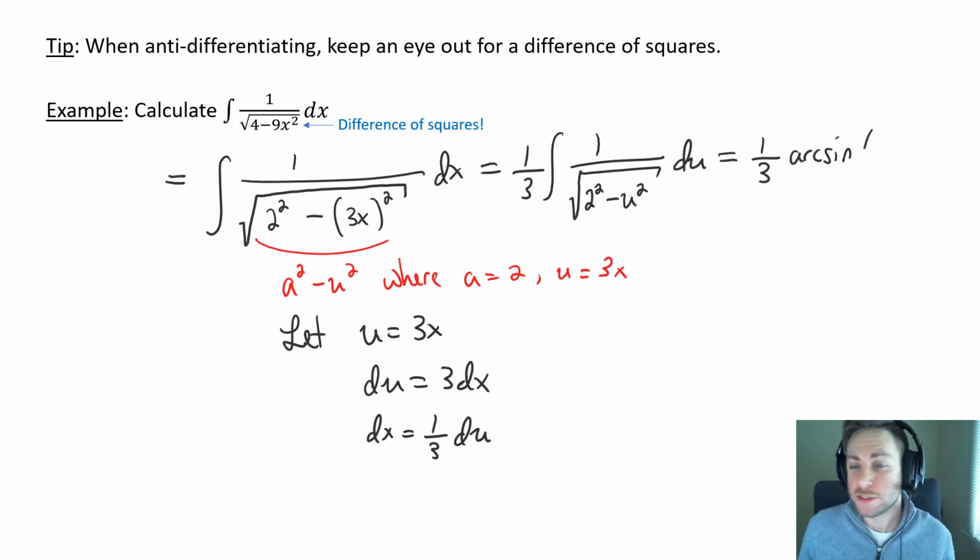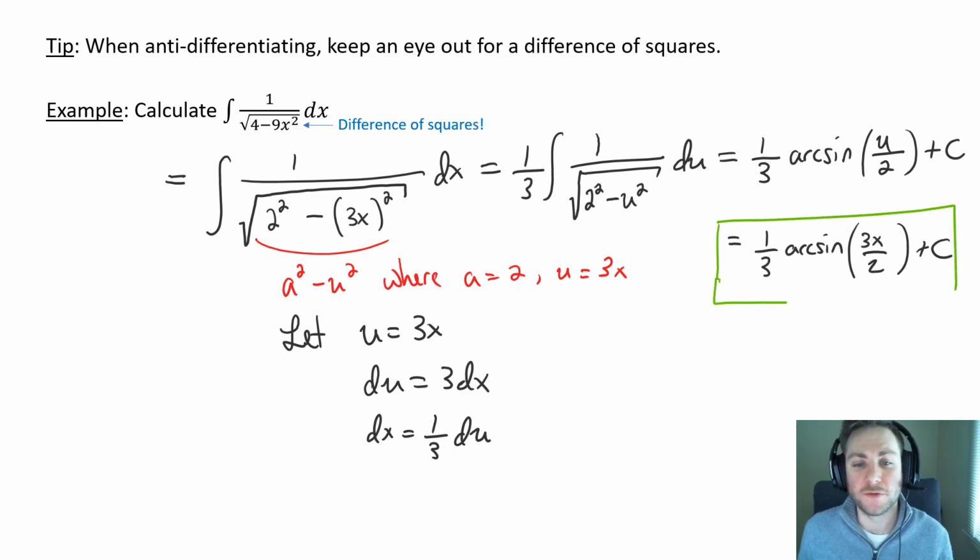So we know the result of this must be arc sine of u over a, where in this case, a is 2. As a final step, put u back in terms of x and you're done. My guess is that looking for differences of squares is something you were probably not in the habit of doing before, so hopefully this example convinces you that it is something worth thinking about from now on.